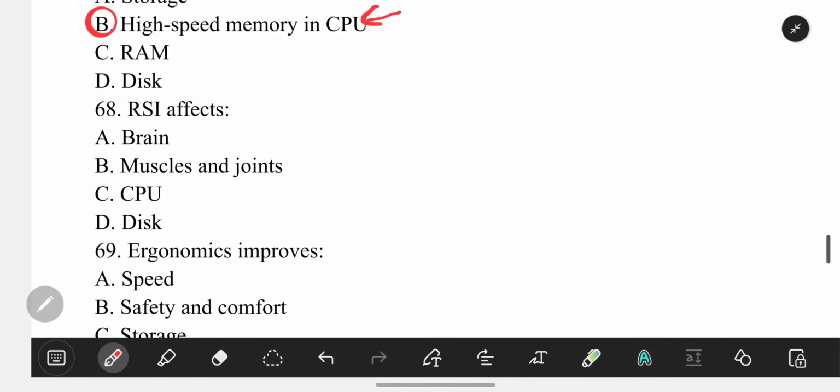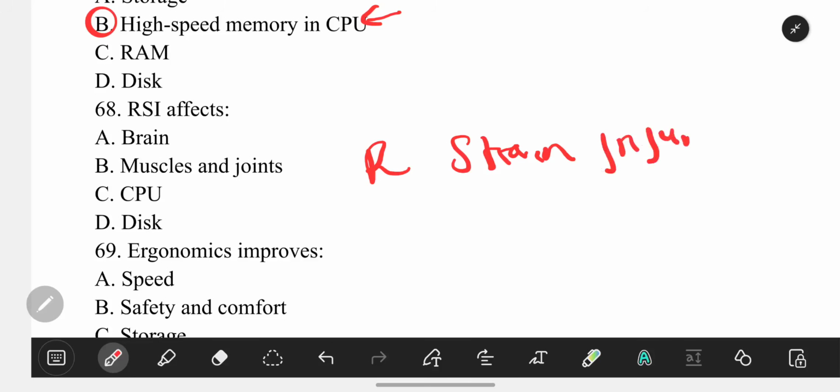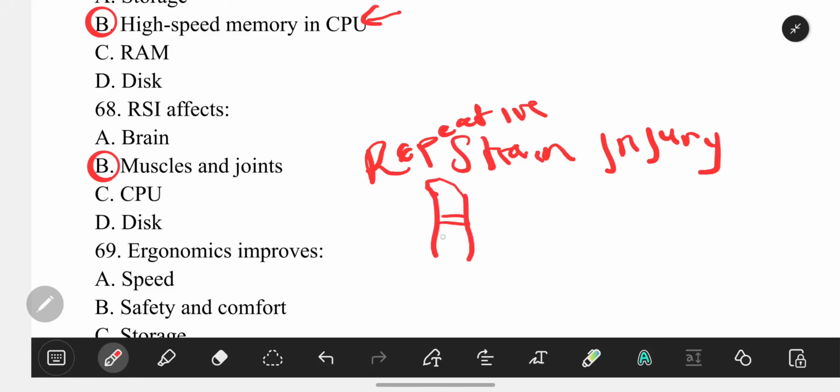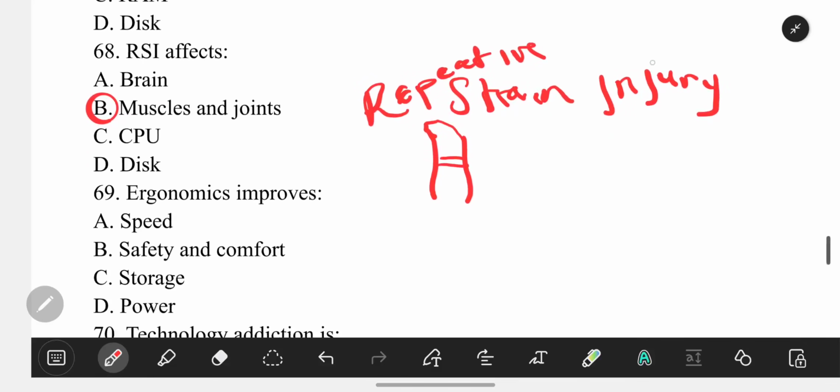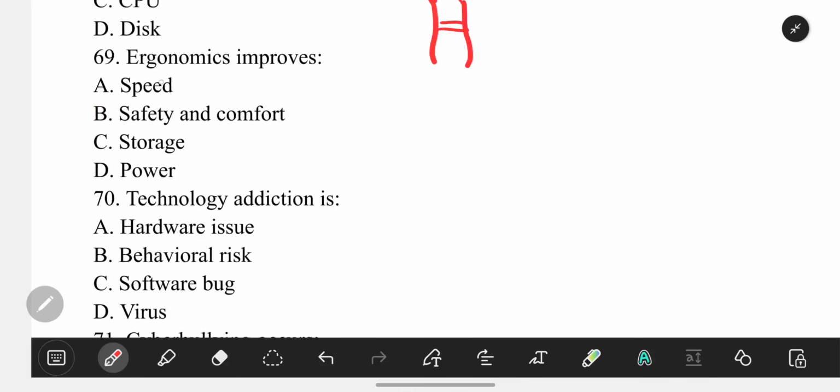The RSI affects. So what is RSI? RSI is repetitive strain injury. So as you repeat, it is repetitive strain injury. These affect the muscles and joints. As you type on your keyboard, you might find that your fingers start to hit at those points and all that. So before we answer this one, what is ergonomics?